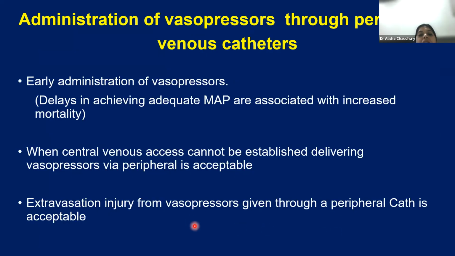Now, can we administer vasopressors through peripheral venous catheters? Initially, yes. Early administration of vasopressors you can do, because any delay in achieving an adequate MAP for the patient can lead to increased mortality. When central venous access cannot be established, you can start if you're giving low doses. Extravasation injuries through a peripheral cannula are still acceptable, maybe unlike through a central catheter.